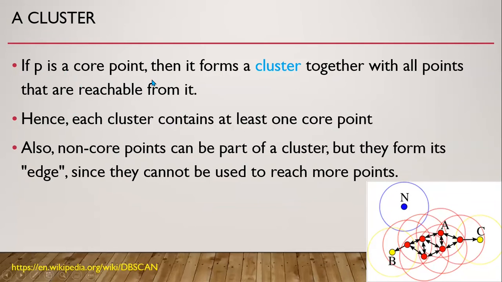If P is a core point, then it forms a cluster together with all points that are reachable from it. So if A is a core point, it forms a cluster with all the points which are reachable from point A. So point B is also reachable and C is also reachable. So all these red points and the yellow points form a cluster. However, the red points are core points and B and C are the border points. Hence, each cluster contains at least one core point.